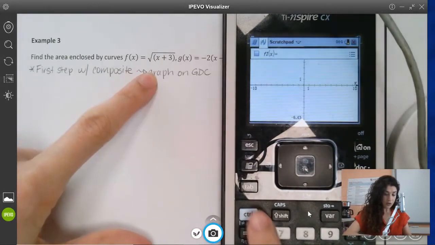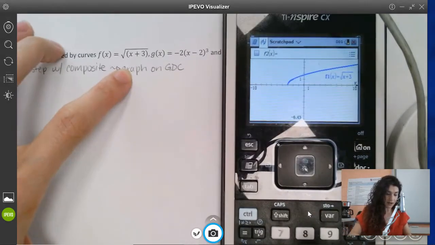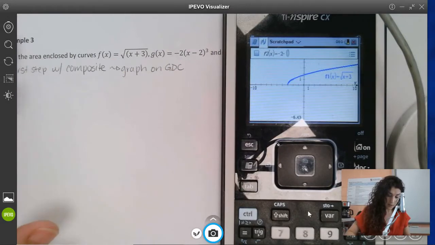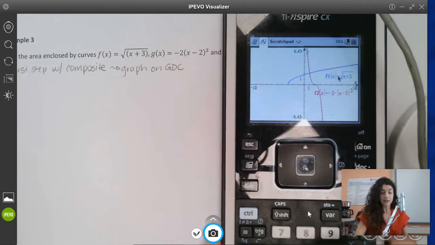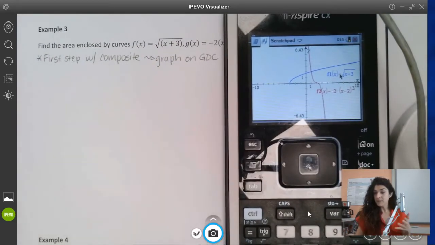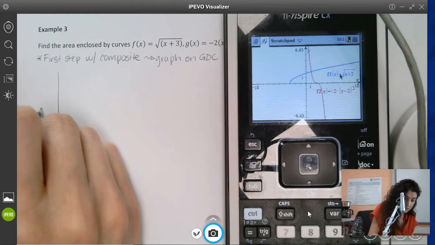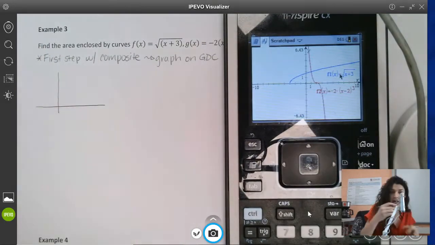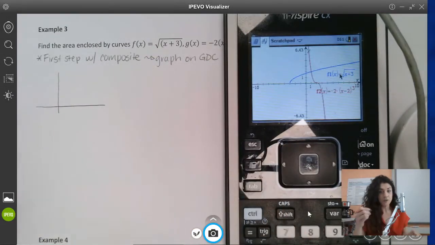So we go to graph this one, x plus 3, enter. And then we're going to graph the other one, -2 times x minus 2 cubed. Now that we have it on our graphing calculator, that's great. I am really a big fan of also quickly sketching it on your page, because I think it makes a big difference in your understanding of the situation. If you can have a diagram that you've drawn, you can write down new information that you have.